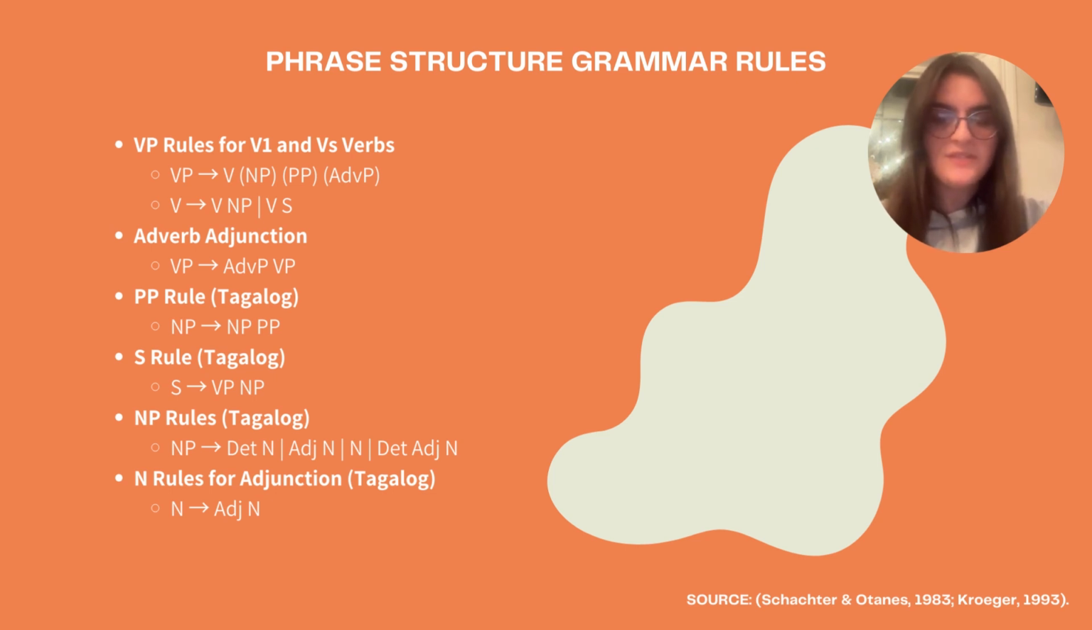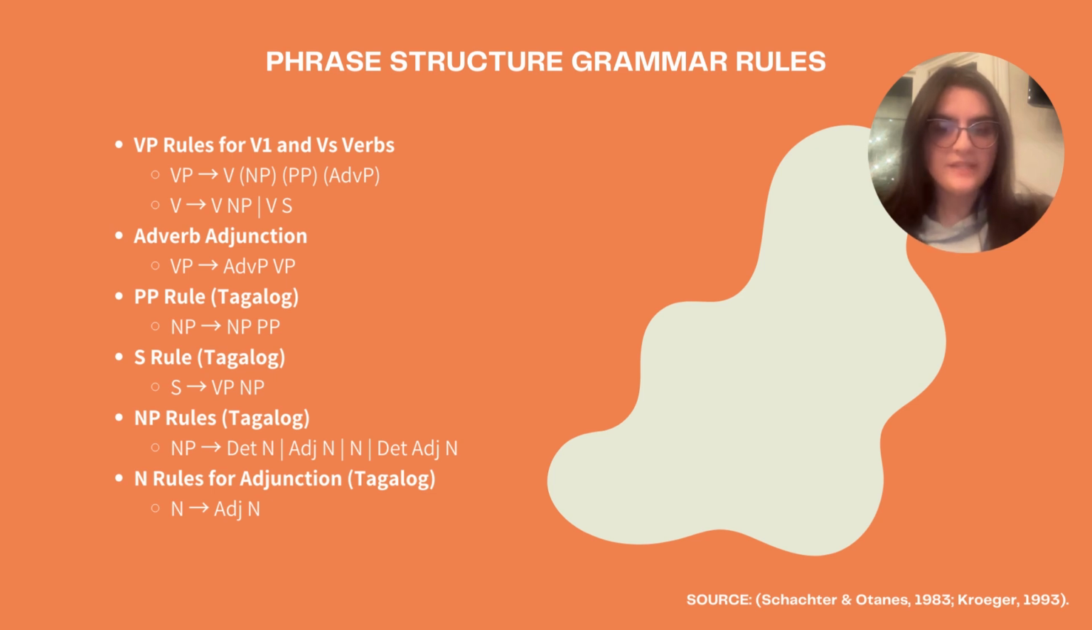For verb phrases, the rule is a verb phrase can consist of a verb, optionally followed by a noun phrase, a prepositional phrase, and an adverbial phrase. The adverb adjunction rule is an adverb phrase can precede a verb phrase. For prepositional phrases, the rule states a noun phrase can contain a prepositional phrase, and the sentence rule in Tagalog is a sentence can be composed of a verb phrase followed by a noun phrase.